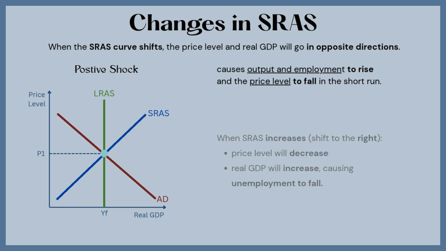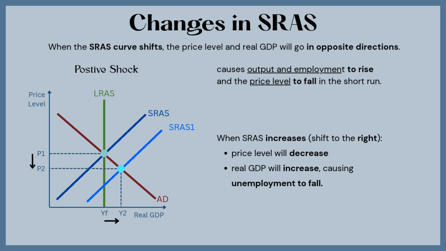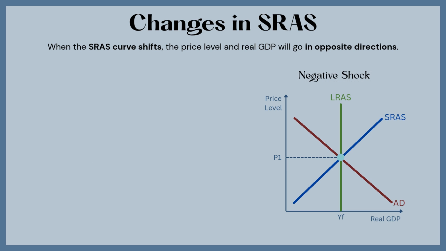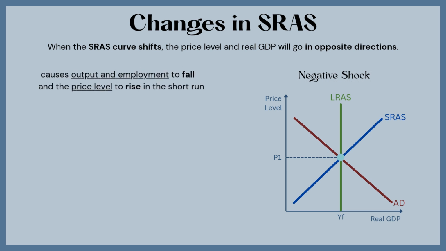This occurs because when short-run aggregate supply increases and shifts to the right, the price level will decrease, and real GDP will increase, causing unemployment to fall. A negative shock or decrease in short-run aggregate supply causes output and employment to fall and the price level to rise in the short run. This rise of price level is also called cost-push inflation or stagflation.